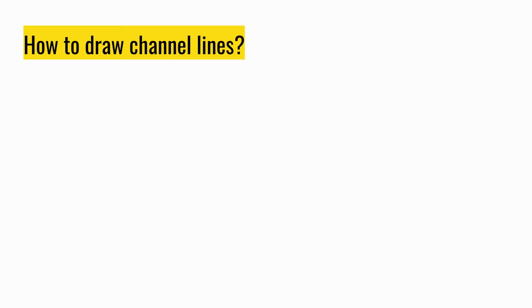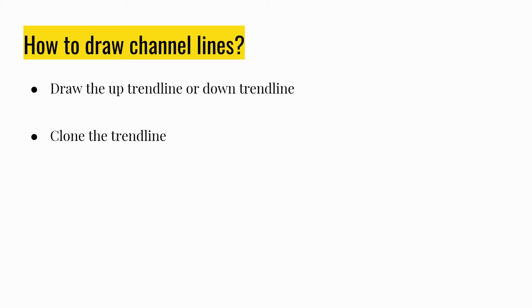Now that we know what channel lines are, how do we draw them? Fortunately, it's pretty simple. First, you draw the up or down trend line. If you have any questions about drawing the up or down trend line, watch Trendlines Part 1. I'll link the video in the comment section below. From there, you will need to clone the trend line, which is pretty straightforward. You would just copy and paste the trend line. I use TradingView, and all you have to do is Ctrl-C and V. And I'm pretty sure other websites have this functionality.